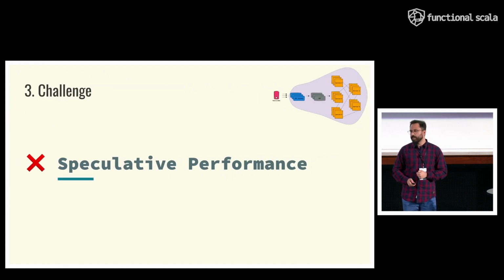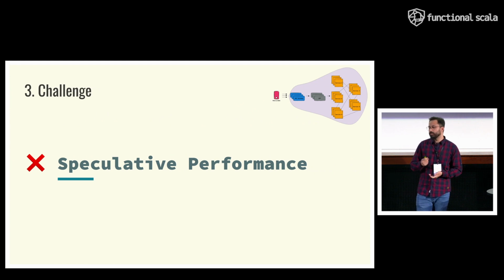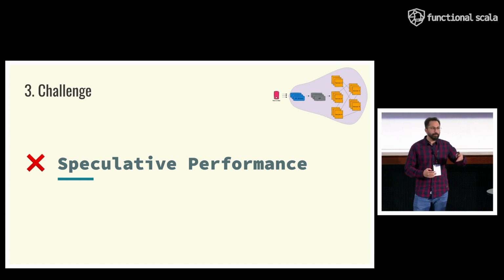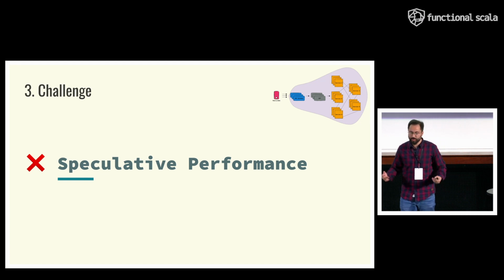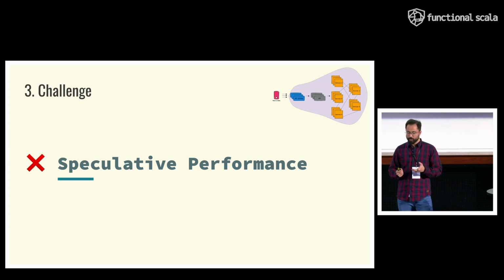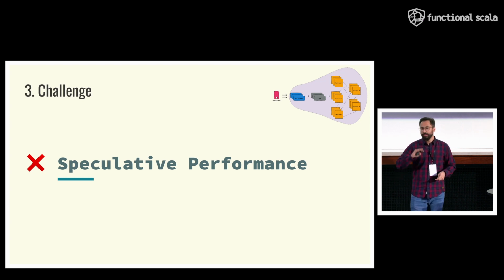The third challenge that we faced as we scaled was that performance became extremely speculative. Developers would make small changes, and we had no clue if it was going to improve or degrade the performance, and if it degraded it, by how much. So to solve that problem, we would write tons of benchmarks, load tests, and a very complex CI pipeline.